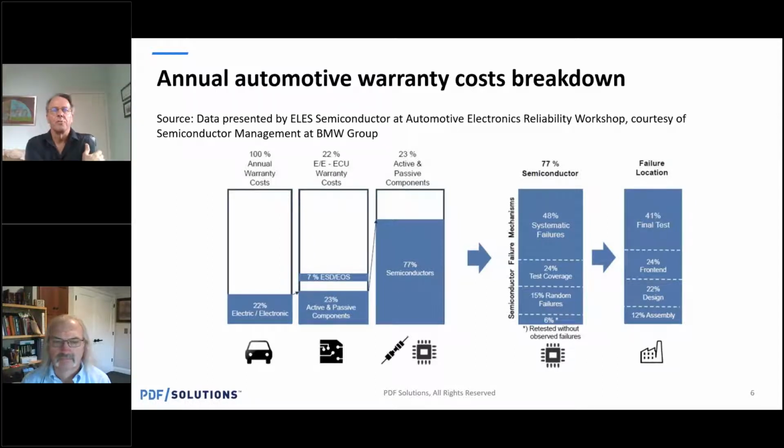So here's some more data on the automotive side of things, from BMW, which breaks down the costs of recalls. 22% is electronic and electric. Of those, we have a breakdown of active and passive, and then a breakdown of semiconductors. So 77% are from semiconductors. And of those, we have a breakdown of the failure mechanisms. I'd like to draw your attention to that 6% number at the bottom, which says retested without observed failures.